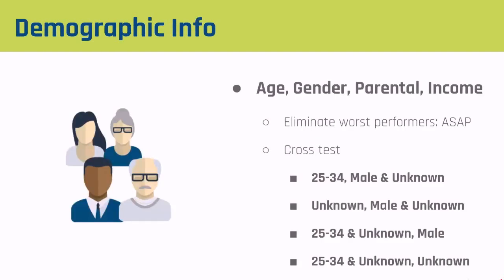Next, we got to talk about demographic info, so age, gender, parental income, etc. Eliminate the worst performers right off the bat, and then I always focus on cross-testing. So 25 to 34, male and unknown; unknown, male and unknown; 25 to 34, unknown and male; 25 to 34, unknown and unknown. That's kind of the way I go through and I break these out to figure out what's working really well. Now, obviously, from your customer avatar, you should already be a little bit of a way down the path to know these are the people I really want to focus on.